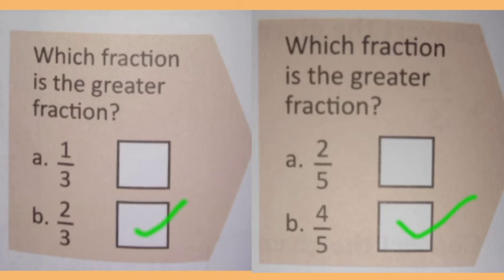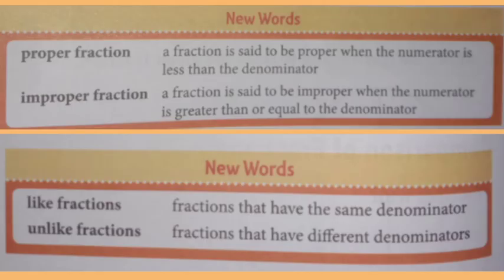Which fraction is the greater fraction? Option A 1 by 3, option B 2 by 3. Here the greater fraction is 2 by 3. New words found in this chapter: proper fraction. A fraction is said to be proper fraction when the numerator is less than the denominator. Improper fraction. A fraction is said to be improper fraction when the numerator is greater than or equal to the denominator. New words found in this chapter: like fractions, fractions that have the same denominator; unlike fractions, fractions that have different denominators.